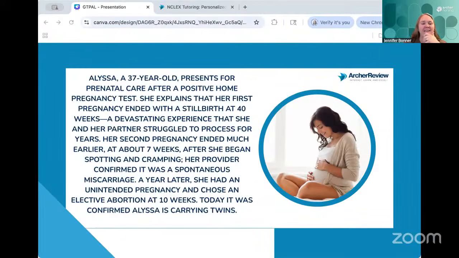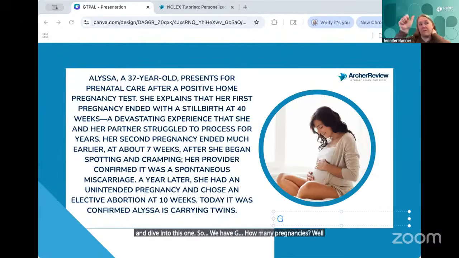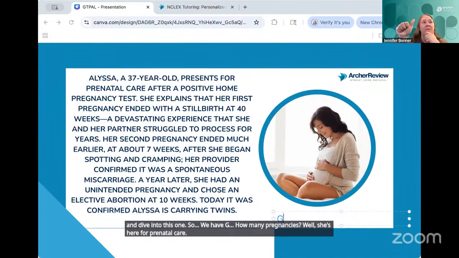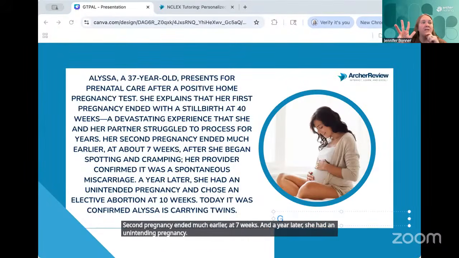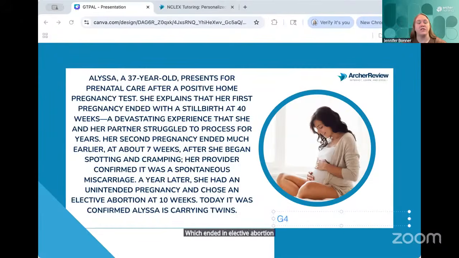Let's go ahead and dive into this one. So we have G. How many pregnancies? Well, she's here for prenatal care. She had a first pregnancy that ended in a stillbirth. Second pregnancy ended much earlier at 7 weeks. And a year later, she had an unintended pregnancy, which ended in elective abortion. So she is a G4.